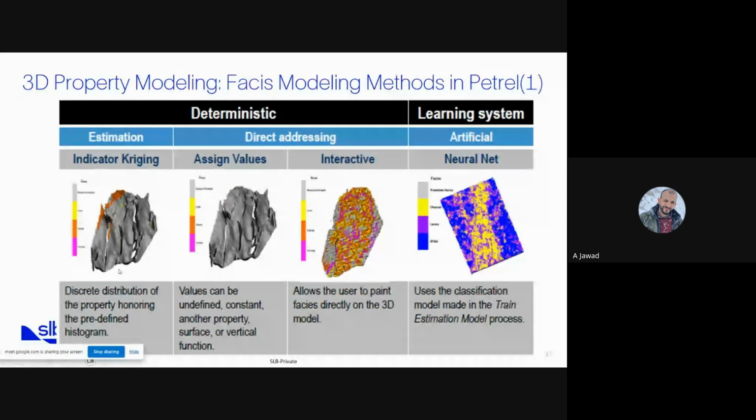We have the estimation, which is indicator, which is kriging. If you see kriging, it is variogram based, so it requires a variogram analysis. Assigned value is very simple. You make a model and you give it one value. Maybe you need this to apply a fixed value for your model. Interactive, Petrel allows you to create a model by simply drawing, like paint. Neural network, which is artificial intelligence. All that is called deterministic.